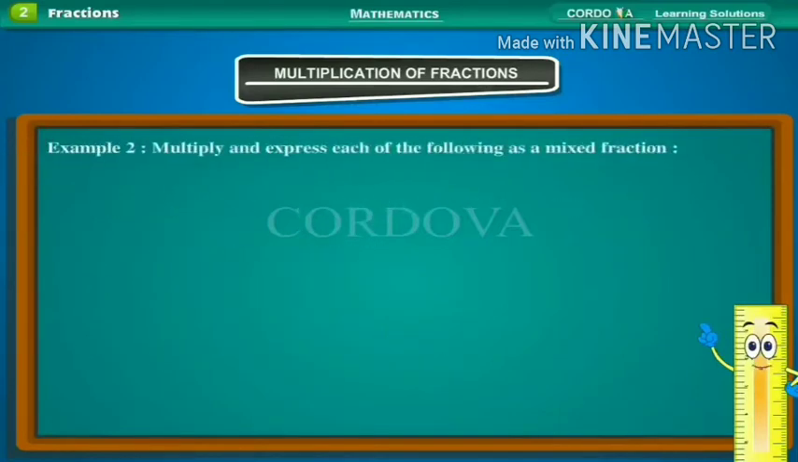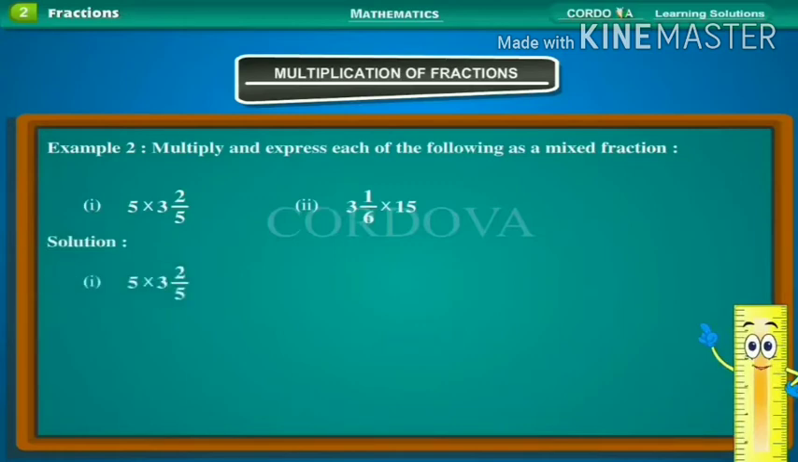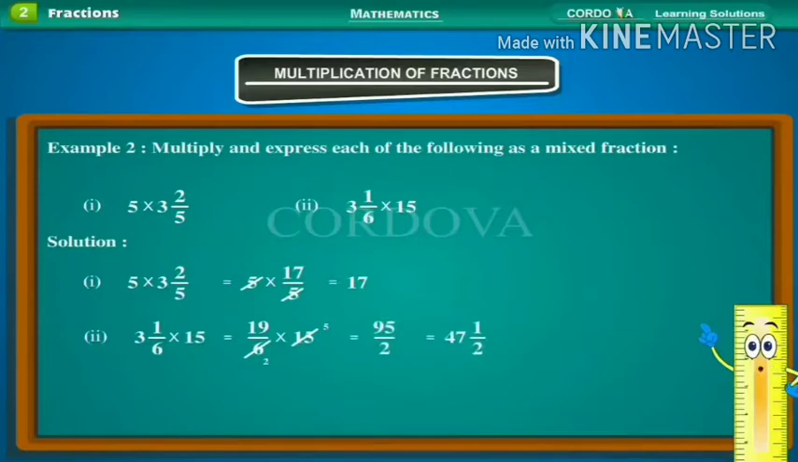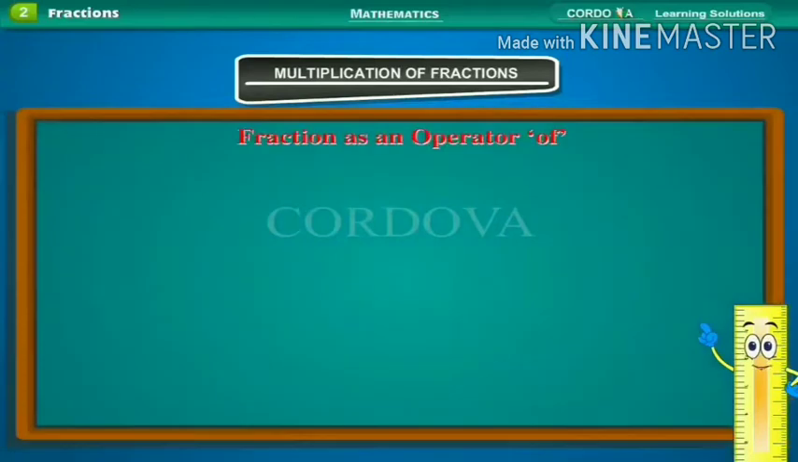Example 2. Multiply and express each of the following as a mixed fraction. 5 into 3 and 2 upon 5, 3 and 1 upon 6 into 15. Solution. 5 into 3 and 2 upon 5 is equal to 17. 3 and 1 upon 6 into 15 is equal to 95 upon 2, which is equal to 47 and 1 upon 2.